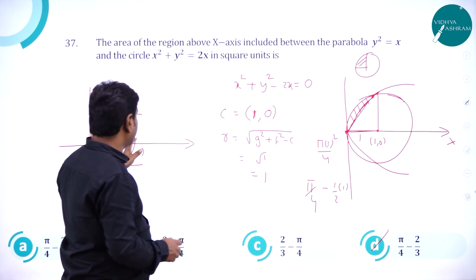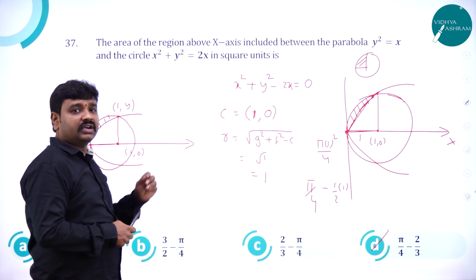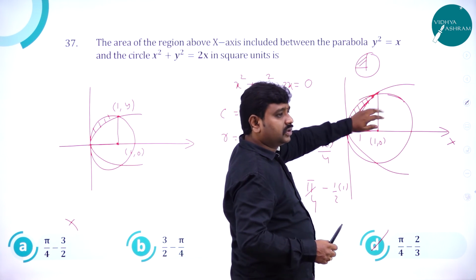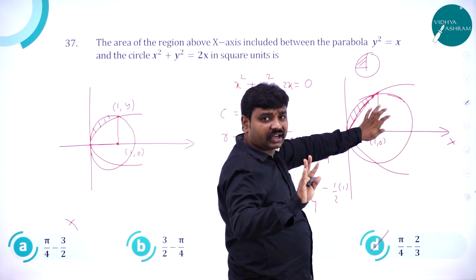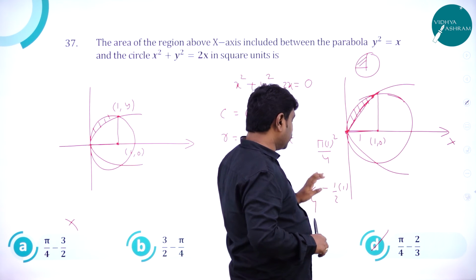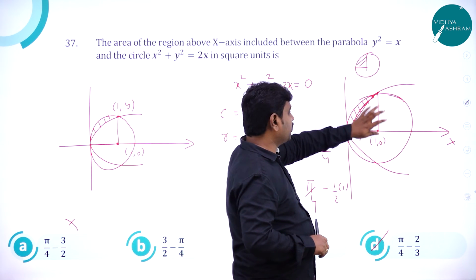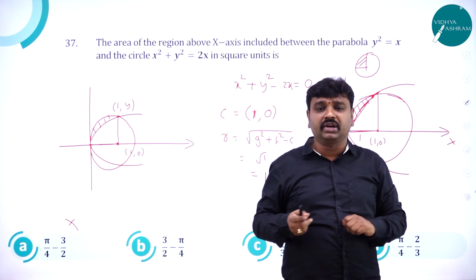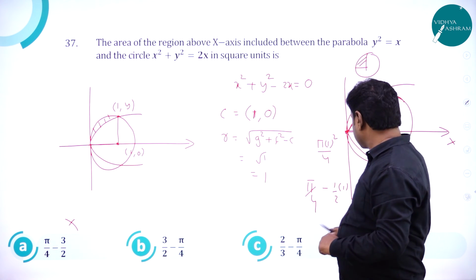So yes, we got the point and we use a technique where the diagram helps you. This part is 1/4 of the circle and this part is approximately a triangle, not a triangle, but from 1/4 of the circle, 1/4 times pi r square gives pi by 4. From pi by 4 I should remove something, but it should not become negative. Area cannot be negative. The first one is ruled out, so the answer is option D.